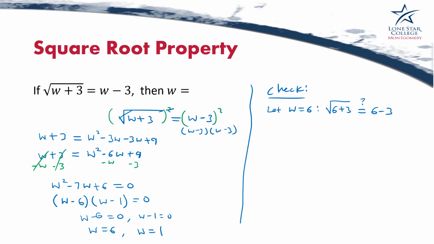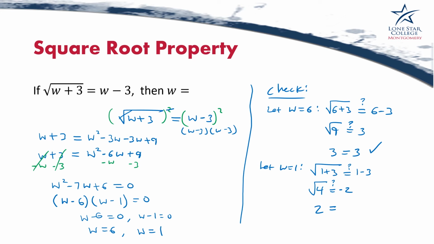So 6 plus 3 is 9. 6 minus 3 on the right is 3, and the square root of 9 is 3. So that would be correct. Now what about 1 though? Let's check it. The square root of 1 plus 3, is that equal to 1 minus 3? 1 plus 3 is 4, and 1 minus 3 is negative 2. The square root of 4 though is 2, which is not equal to negative 2. So that's false. So it tells us the only answer would have to be w equals 6.